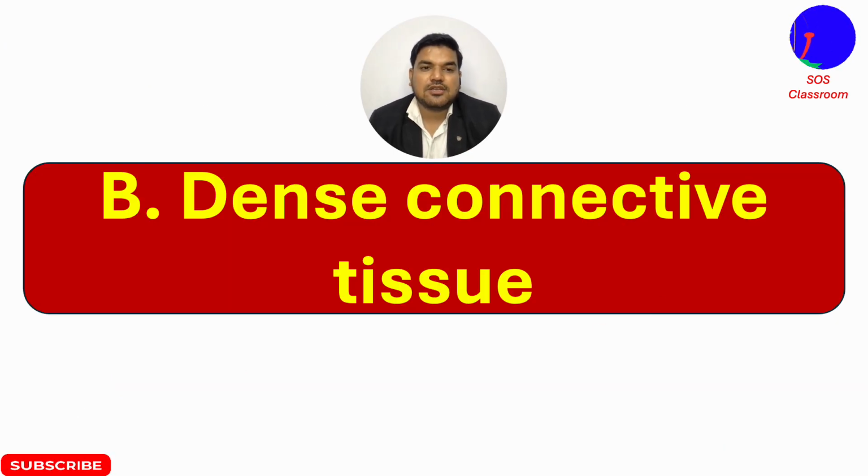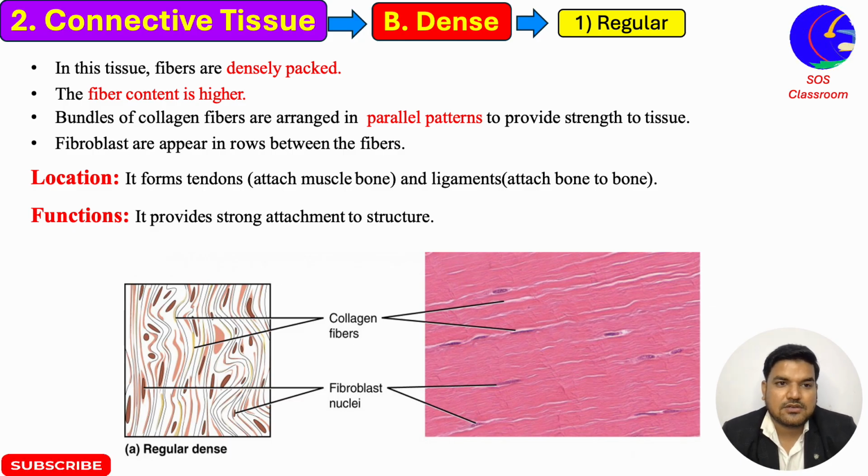So this is all about the loose connective tissue. Now discuss the dense connective tissue. Dense connective tissue means the cells are arranged in a densely packed manner. Densely packed means there is little extracellular material. It means fiber content is higher and cell content is lower. So bundles of collagen fibers are arranged in a parallel pattern. You can see this is the parallel pattern.